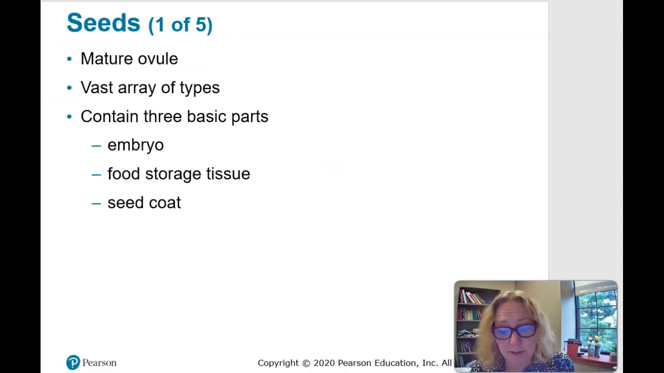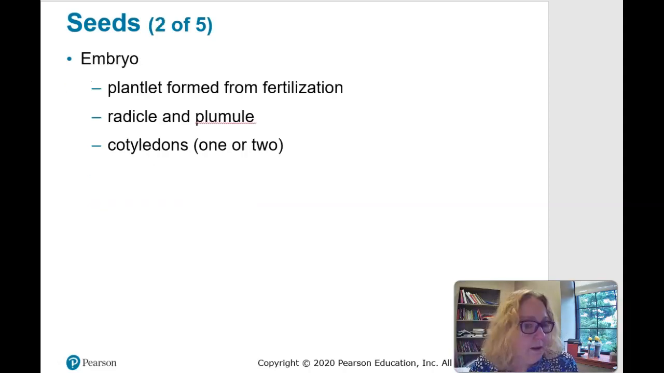Seeds are mature ovules. They contain 3 parts. If you want to go back up to the beginning to watch the first video, you've got an embryo, a storage unit, and the seed coat, and that is what makes your seed. You put water in it, and that starts the whole process over. The embryo basically is the plantlet that is formed from fertilization. It's already formed in there, and it's going to just make the plant.